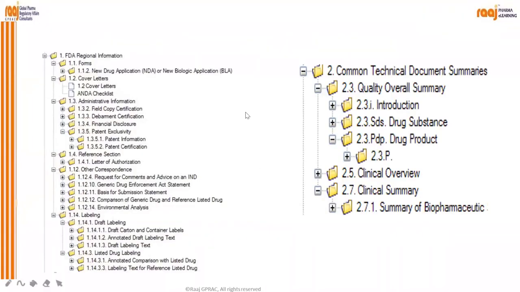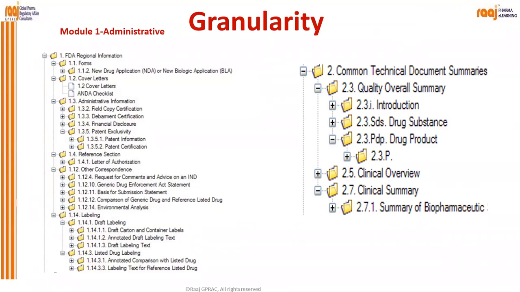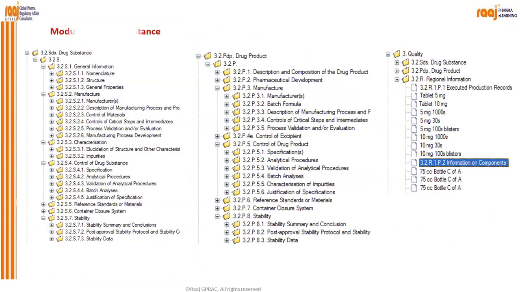And this is how the folder looks like, the granularity. This is module 1, module 2, right? Then module 3, and module 3 is again divided into drug substance, right from S1 to S7, and drug product, right, P1 to P8. And there is the regional part, which is again divided into 3.2.R and 3.2.P. So this is how module 3 is divided, the granularity.